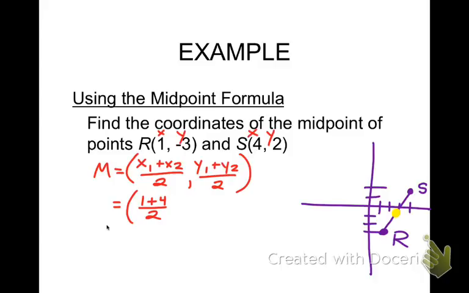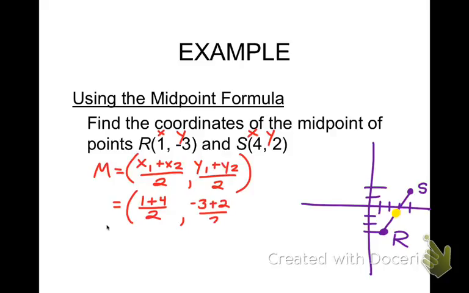Common error, sometimes students will add these two together and divide by 2. Instead of taking the x from here and the x from here, they'll just do the x and the y in one set. So they would do 1 plus -3. That's not correct. Okay, what are my y coordinates of those 2 points? -3 and 2 divided by 2.